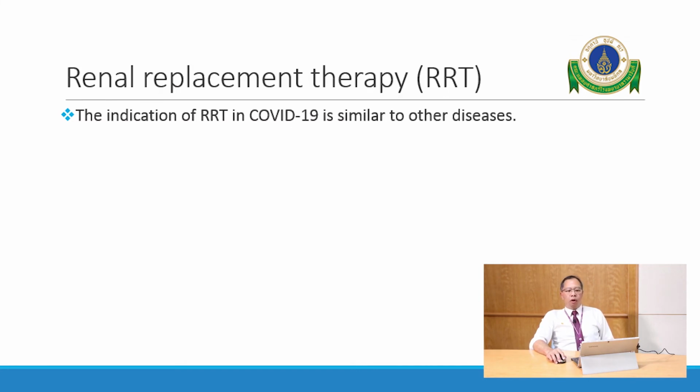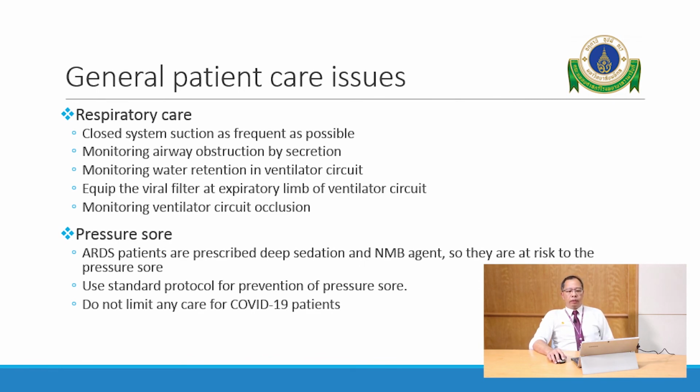The indication for renal replacement therapy in COVID-19 is similar to other diseases. General patient care is an important issue as well. For respiratory care, you need to use closed system suction as frequently as possible. You need to monitor airway obstruction by secretion, observe water retention in the ventilator circuit, and equip the viral filter at the expiratory limb of the ventilator circuit.